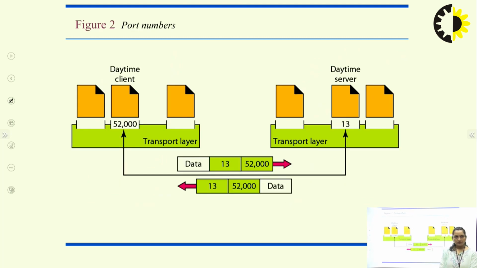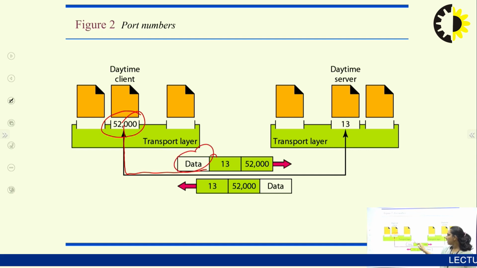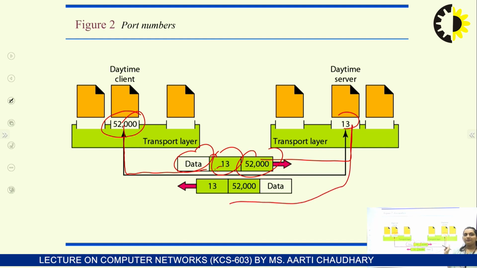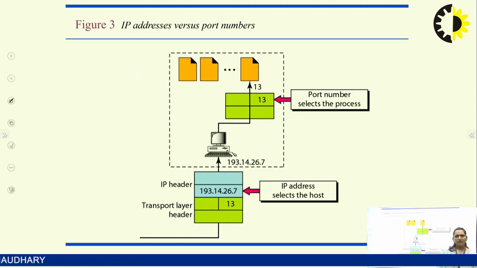We have a concept when we are running a process. The process has a port number of 52,000, and then the data, followed by the destination port number, which is 13. So we will write the port number here, and that message is transferred. Then the data is sent from that server to the client also by making a message with your port number and your destination port number, and then you give a message to the client, reverting it back.